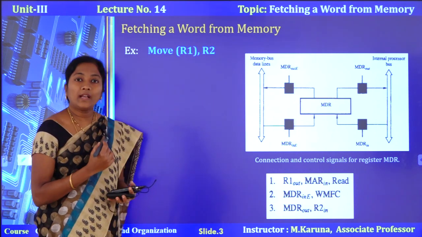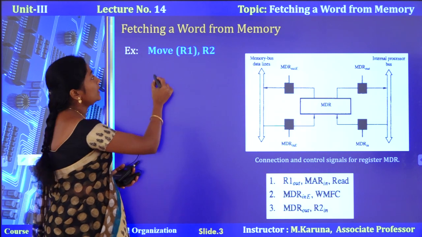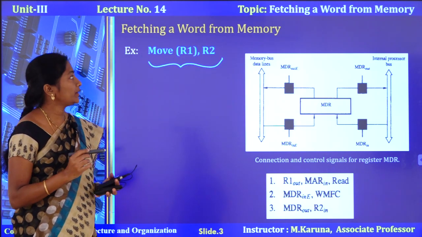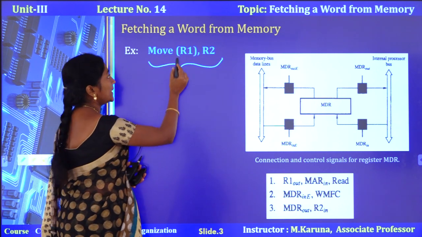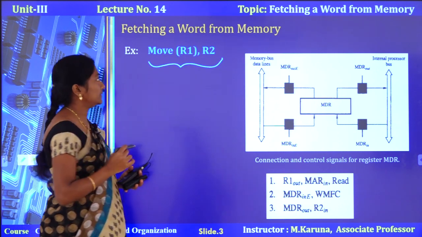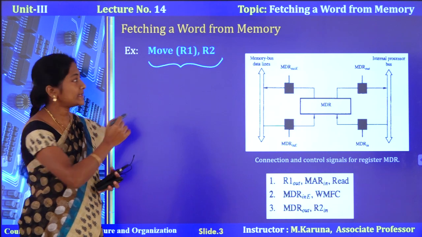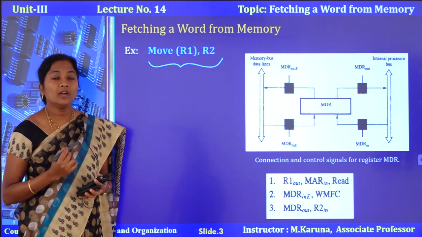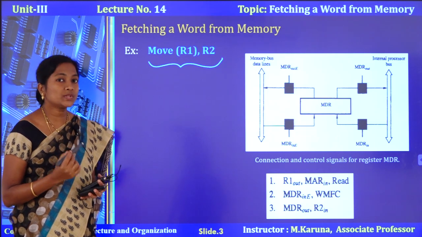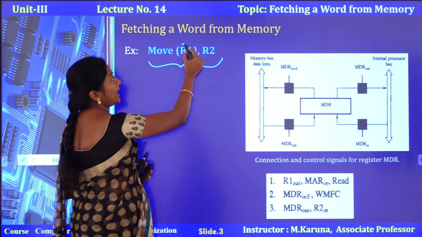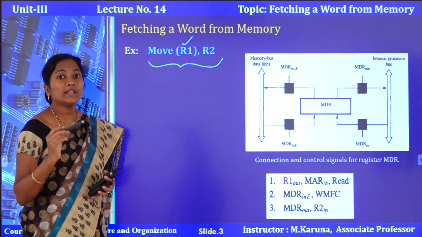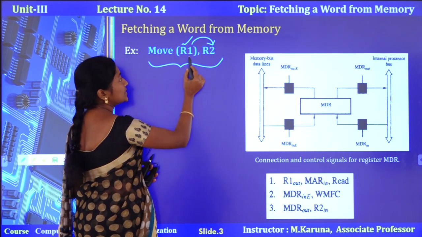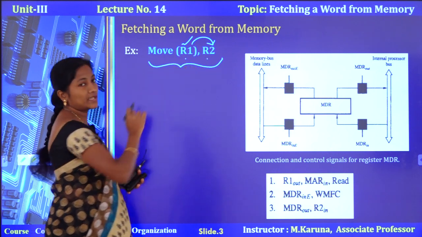Here let us consider the example: move (R1), R2. Here brackets are placed around R1, which indicates a memory location. So the address is stored in R1, and at that address the data is to be transferred to the R2 register. So this is the source, this is the destination.